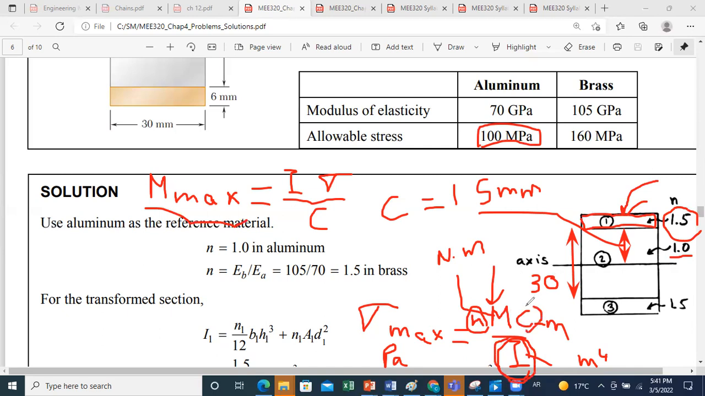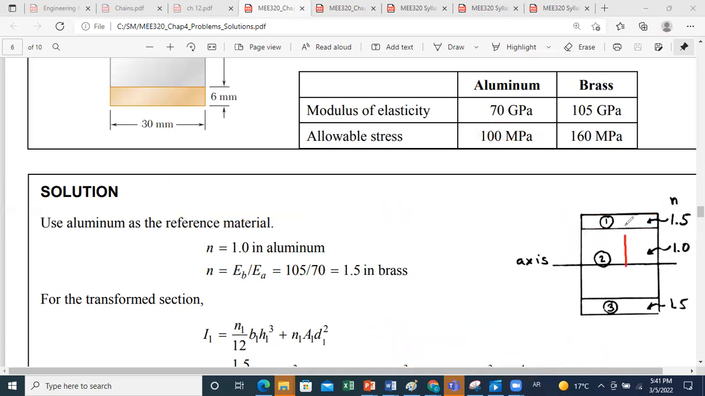Now, what about the value of C for brass? For brass, C1 is equal to C2. So this is C1 of brass, and this is C2 of brass. Because of the symmetry, top and bottom stresses will be equal, but just opposite in sign. And they said that the allowable stress for brass is 160 megapascal. They didn't give any difference between compression and tension. We'll see what we should do if they give us the allowable stress for tension and for compression, which we should treat separately.